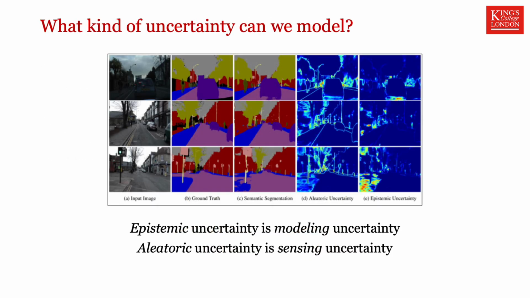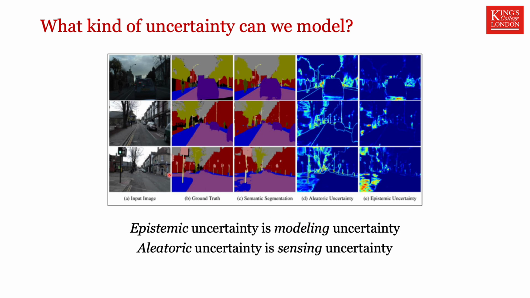The classic paper that proposed this came from Yarin Gal in Cambridge and Alex Kendall, and they applied this to self-driving cars, for example, as a very easy demonstrator, because everyone can understand this example. So you see here, epistemic uncertainty comes from the model not knowing, and aleatoric uncertainty comes from the sensing uncertainty.